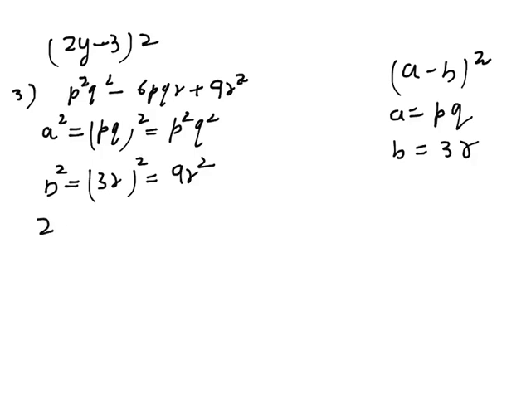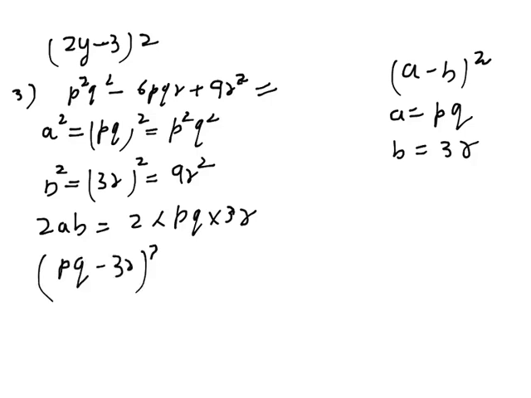Next we should have 2ab. 2ab will be 2 times pq times 3r. That will give us 3 times 2 is 6, 6pqr. So we got our required expression. Now we can replace it, so we will get pq minus 3r whole square as the required factorization of the given expression.